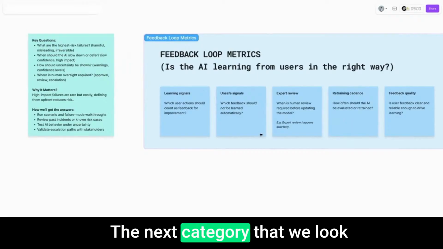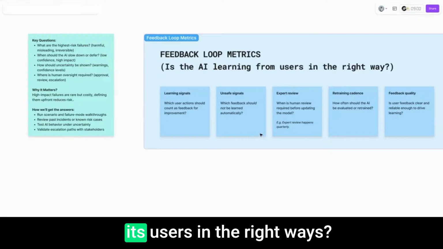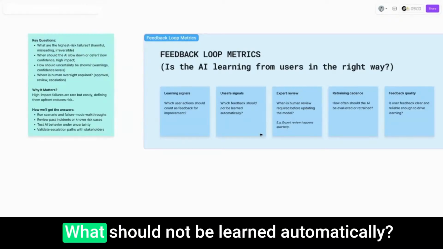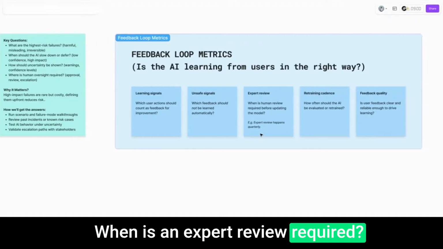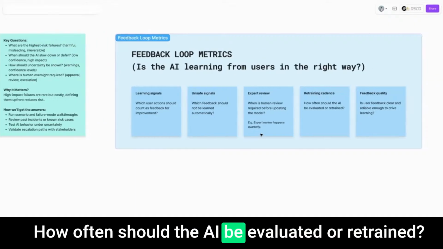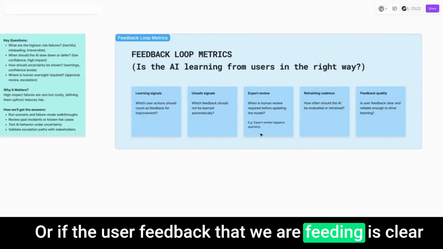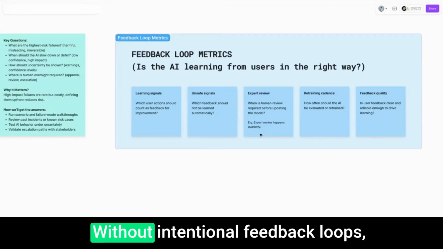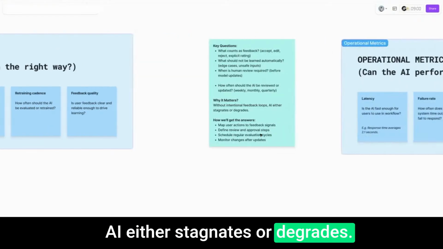The next category that we look at is feedback loops. That is, is the AI learning from its users in the right ways? Here, we're trying to clarify what counts as feedback, what should not be learned automatically, when is an expert review required, how often should the AI be evaluated or retrained, or if the user feedback that we are feeding is clear enough and reliable enough for the AI to learn. Without intentional feedback loops, AI either stagnates or degrades.